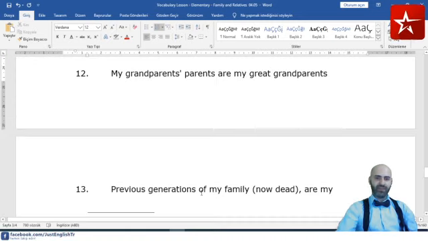Question number 13. Previous generation of my family. Who are these people? This is very difficult for your level, probably. I'm sorry that I included this one.